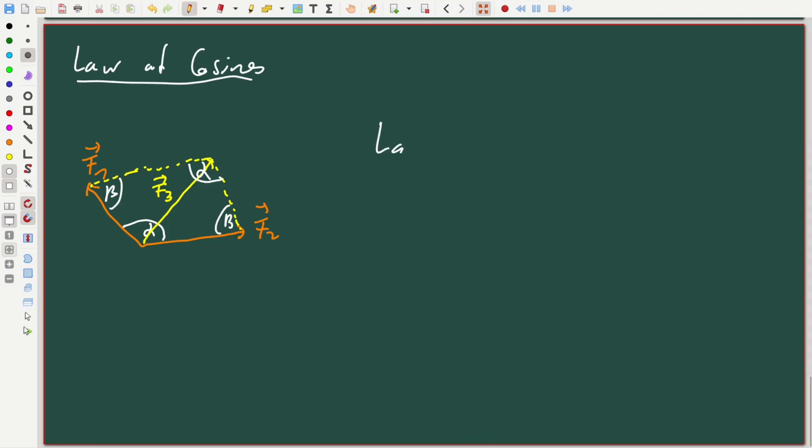Then we can write the law of cosines, which is in general given as a squared equals b squared plus c squared minus 2bc cosine beta. We can see here the theorem of Pythagoras, a squared is equal to b squared plus c squared, and then we have to subtract 2bc cosine beta. So this can be applied now to any triangle. It's not necessary that it has a 90-degree angle.